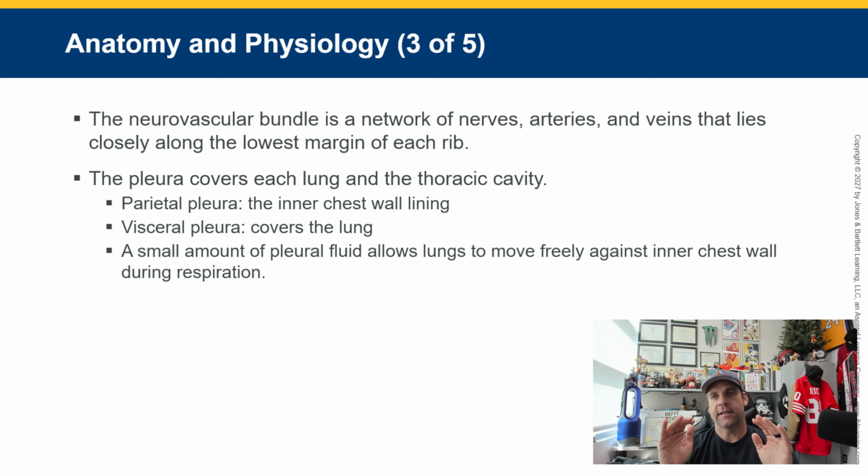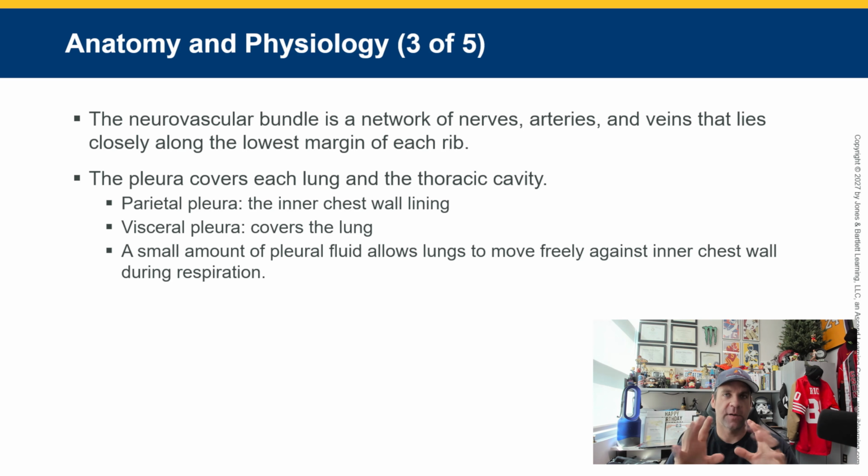Now, running along the lower border of each rib is the neurovascular bundle. So it's a closely grouped nerve, artery, and vein. Its position specifically matters because a fractured rib can act like a sharp edge and tear those vessels. That could result in bleeding, and blood can collect inside the chest, and that's what can contribute to a hemothorax, which again we're going to talk about a little bit later.